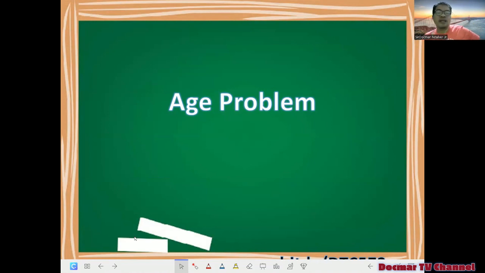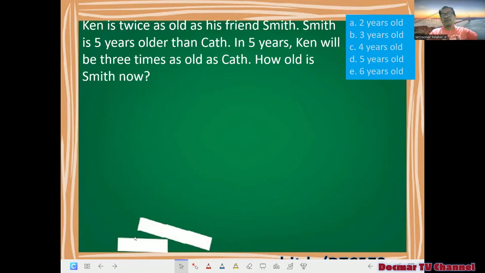Another problem is age problem. So most of the examinations or test items are given in the examination as age problem. So marami ang hindi nakakuha ng age problem, although we have a pattern here when we solve age problems. Let's take number one example. Okay, Ken is twice as old as his friend Smith. Smith is 5 years older than Kat. In 5 years, Ken will be 3 times as old as Kat. How old is Smith now?